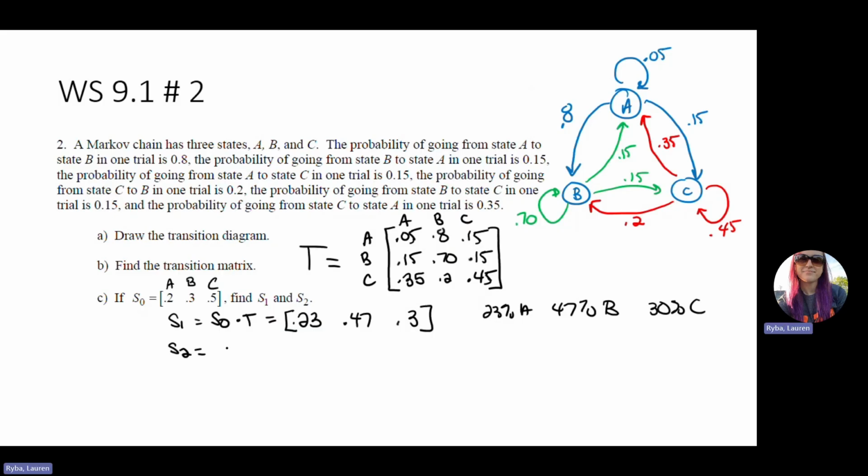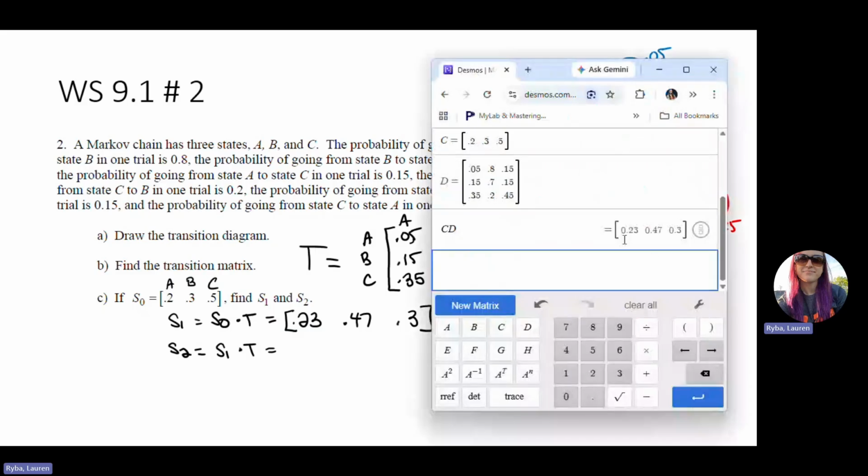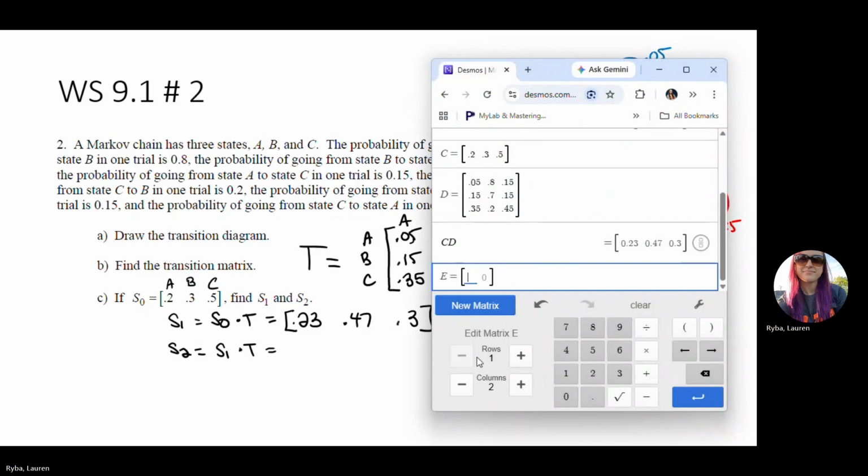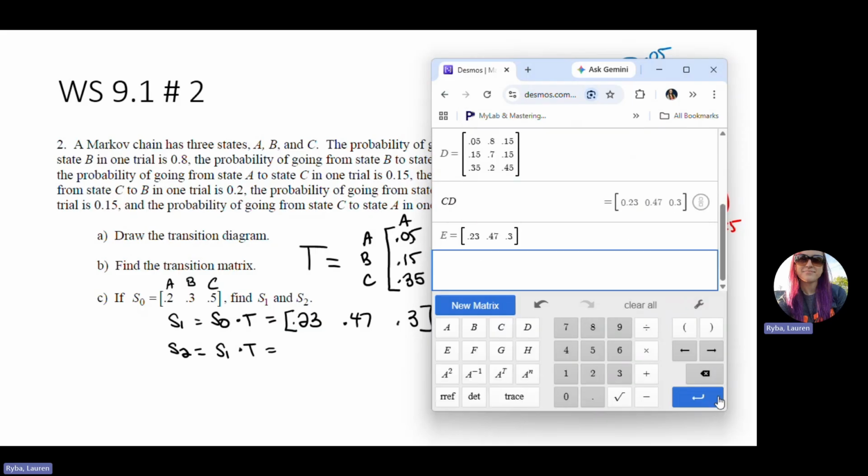If I want to find the next state, I'm going to take this one that I just found, S1, times that transition matrix T. So I don't need to retype my transition matrix. That's already in there. But I do need to now put this guy that we just got as a new matrix. So 0.23, 0.47, 0.3 is what I want to multiply now by my transition D.